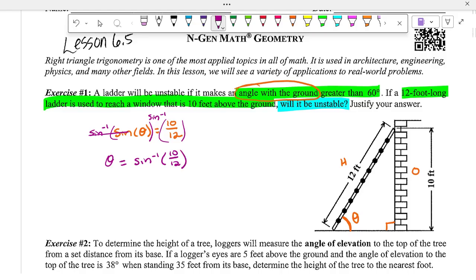And then you can just put that in your calculator. So go ahead and put that in your calculator, and let's round to the nearest degree. So theta would be approximately what? 56.14. So will it be unstable? No. Because 56.4 is less than 60.